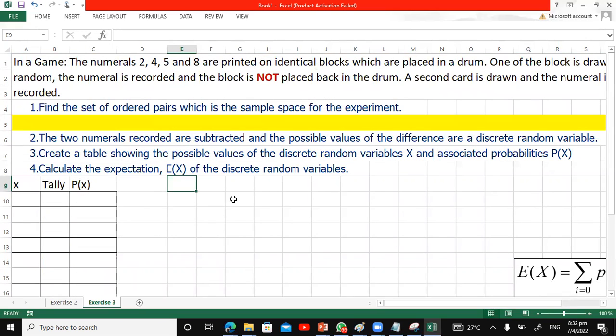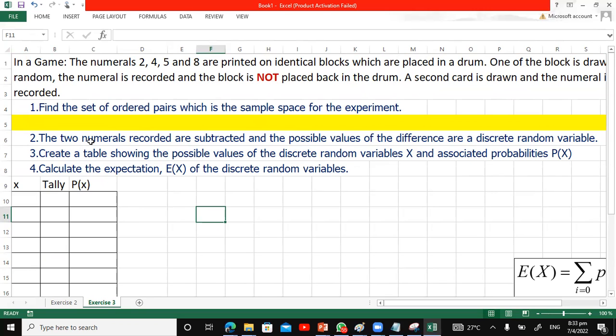Now let's look at another example. So here's another example. Now we are told that in a game we have the same numbers, 2, 4, 5, and 8. These are printed on identical blocks which are placed in a drum. When a block is drawn at random, the numeral is recorded. The block is not returned to the drum. And a second card is drawn at random. So first of all, we're going to identify all the possible pairs that will form the sample space.